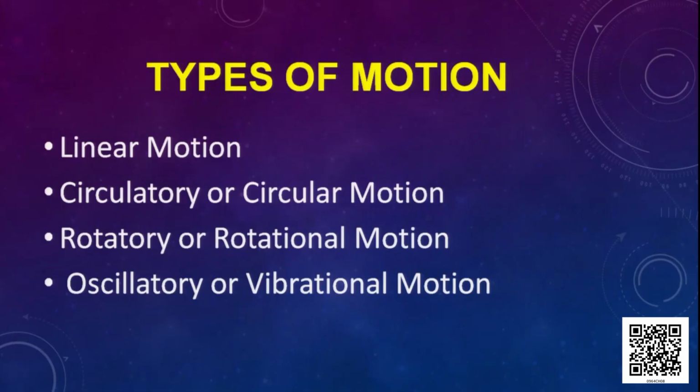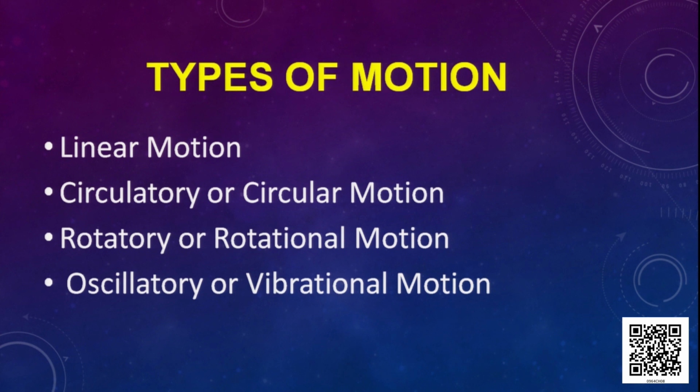Let us move towards the third learning point, about the types of motion. Basically, we know that we have the common experience, of course. We know that there are four types of motion. What are those? First one is linear motion. The second one is circulatory or circular motion. The third is rotatory or rotational motion. And the fourth type of motion is oscillatory or vibrational motion. So then, let us discuss the first type of motion, that is linear motion.